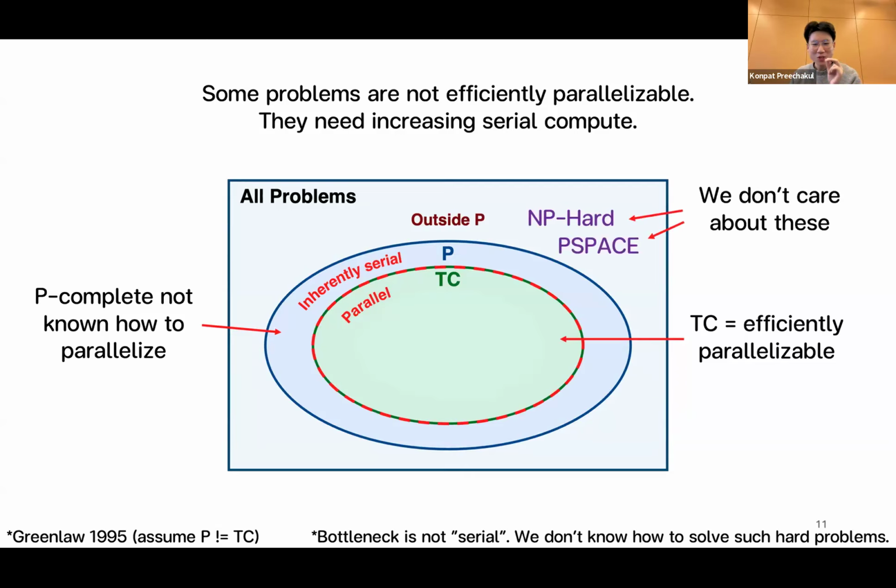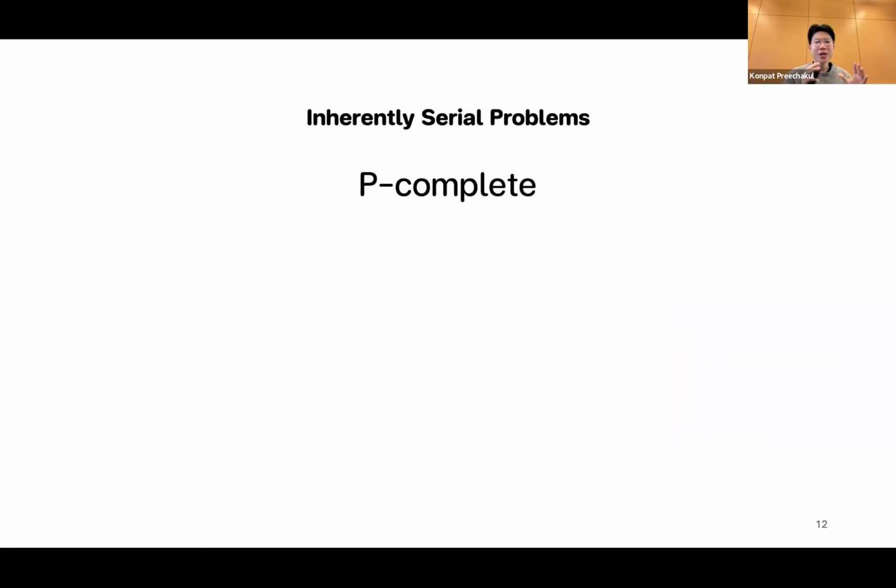So another note here is we don't quite care about the NP-hard, PSPACE, or some other hard problems outside. Why? Because the problems outside don't have serial computation as their bottleneck. They're just hard, so serial or not, it doesn't really help. So put that aside. Now we can have a conclusion that P-complete is an inherently serial problem.